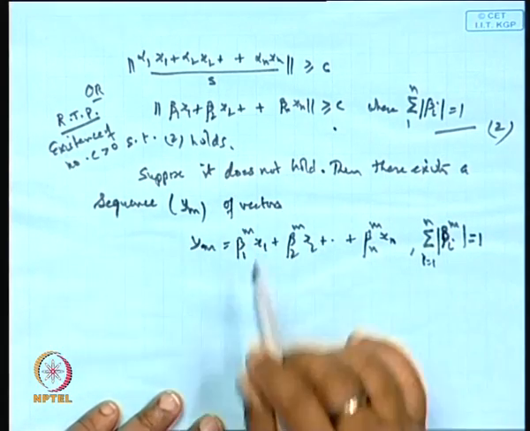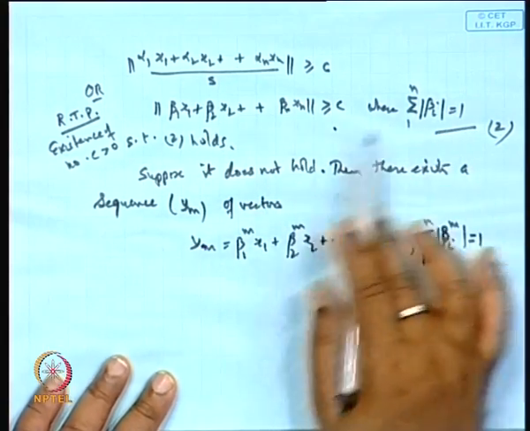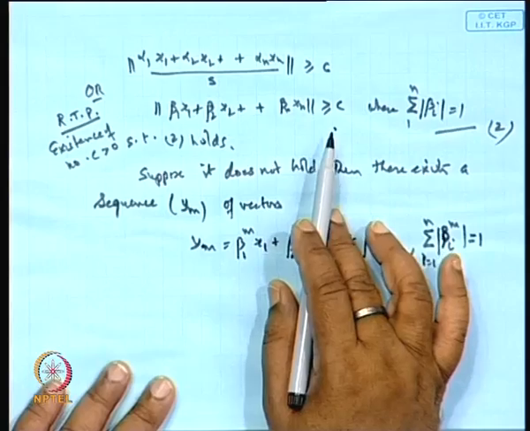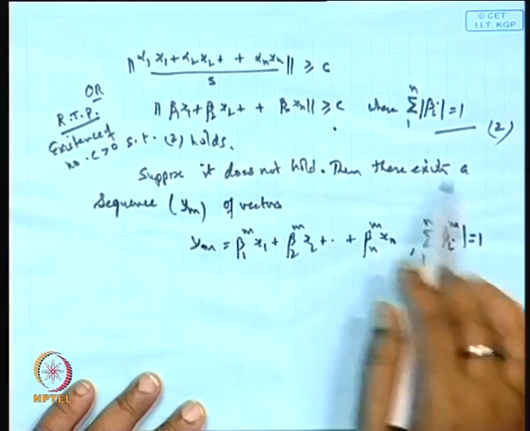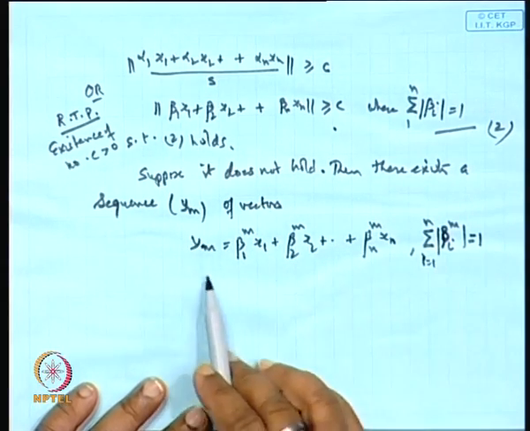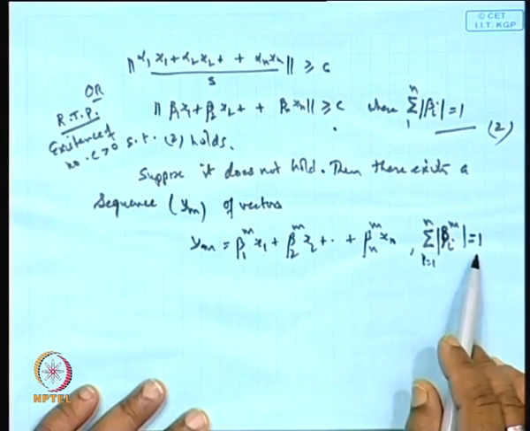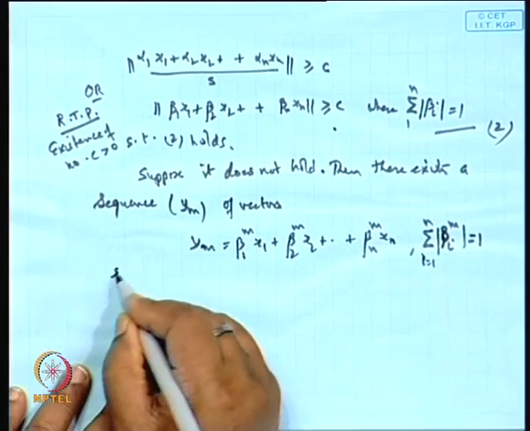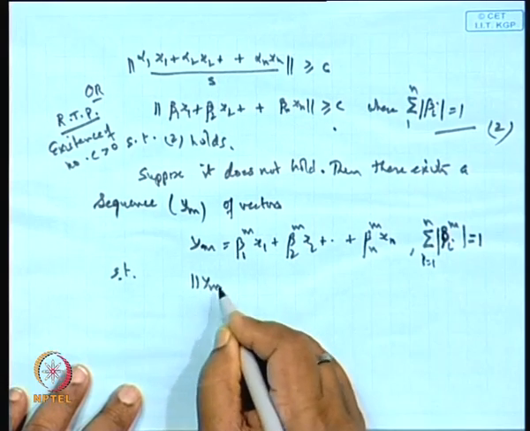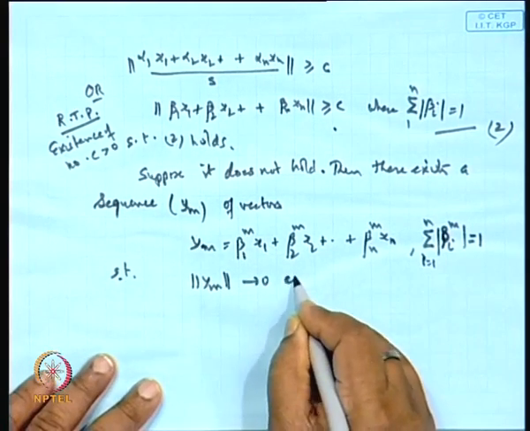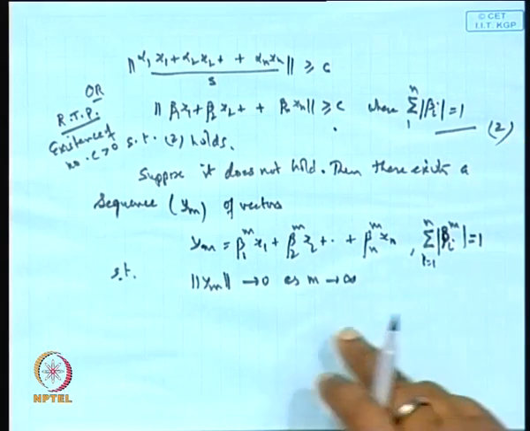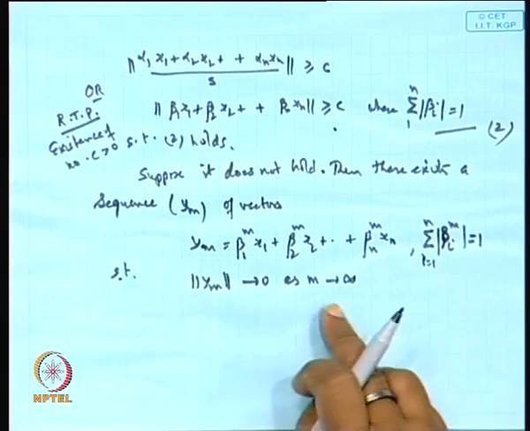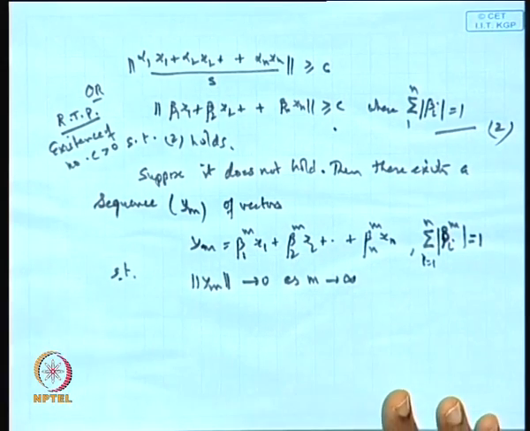So, suppose it does not hold, means for any set of scalars we are claiming that this C must hold. There should exist some C for which the equation 2 is true. Suppose this is not true, it means there is a sequence y m of vectors where y m can be represented in this form, sigma of beta I m x I, such that norm of y m must go to 0 as m tends to infinity. So, in case the equation 2 does not hold good, then we can find a sequence where norm of y m tends to 0.